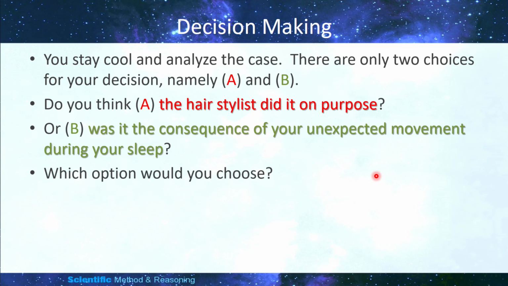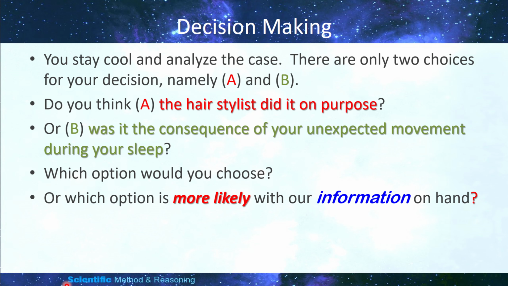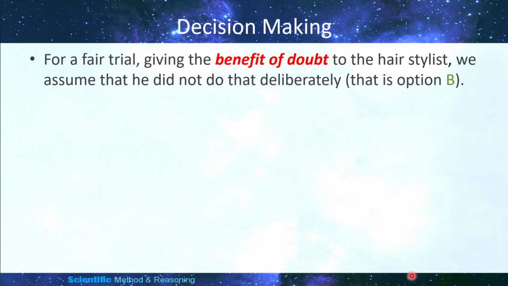You would have to gather evidence. And what kind of evidence would you have? Or which option is more likely with your information on hand? Which option is more likely to be true? Did he do that on purpose, or was it just a consequence of your unexpected move during your sleep? For a fair trial, giving the benefit of the doubt to the hairstylist, we assume that he did not do that deliberately. That is option B.